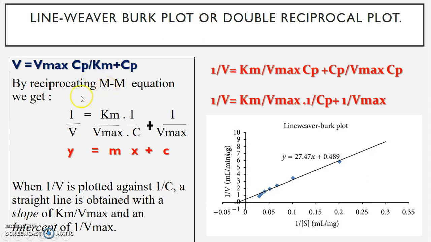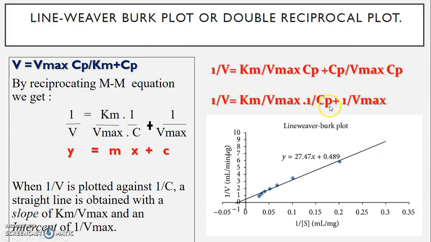First we have to take the reciprocal of that equation. This equation can be given as 1 by v. If we take the reciprocal, 1 by v equals Km divided by Vmax Cp plus Cp divided by Vmax Cp. So this equation will change to this formula: 1 by v is equal to Km by Vmax times 1 by Cp, plus 1 by Vmax, because this Cp and this Cp cancel out.